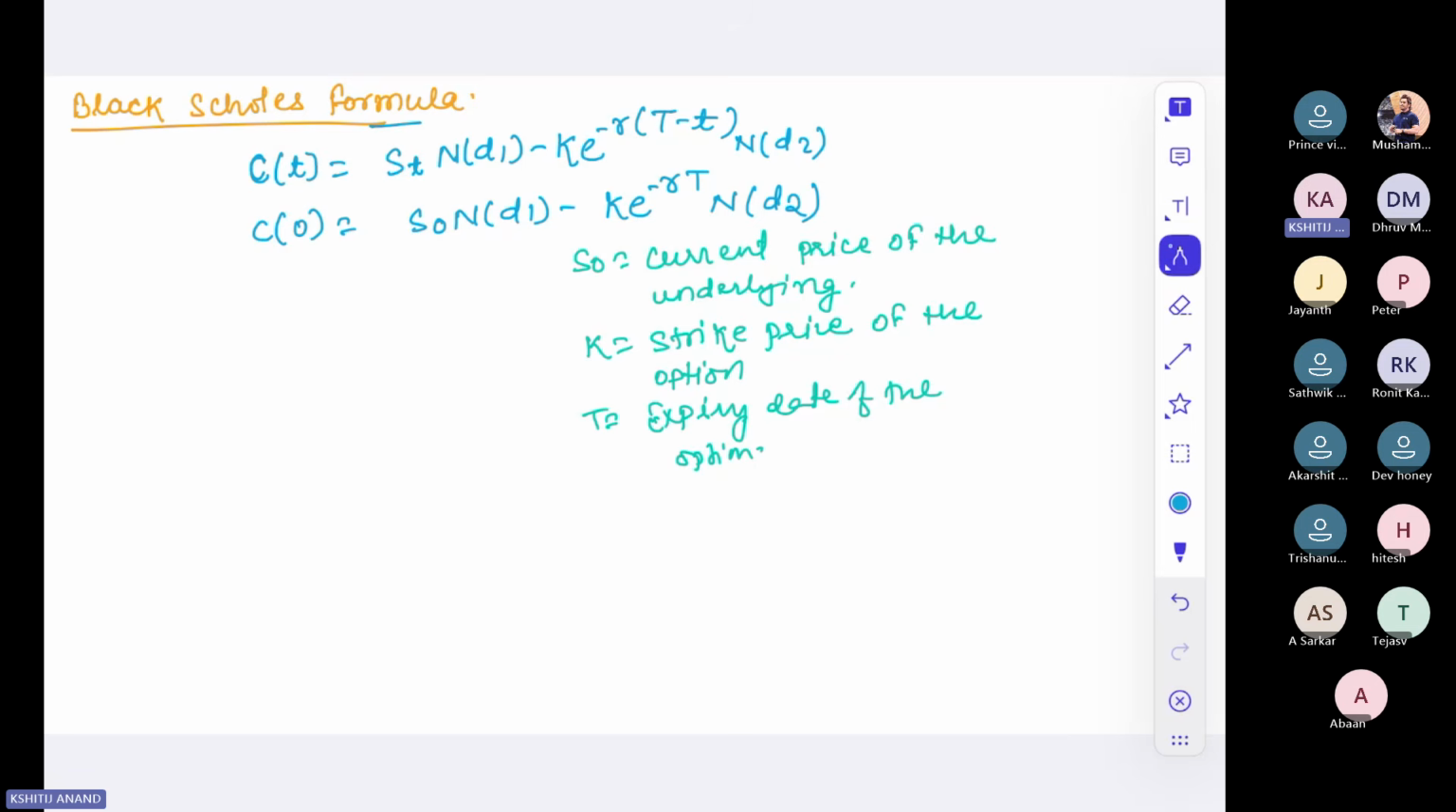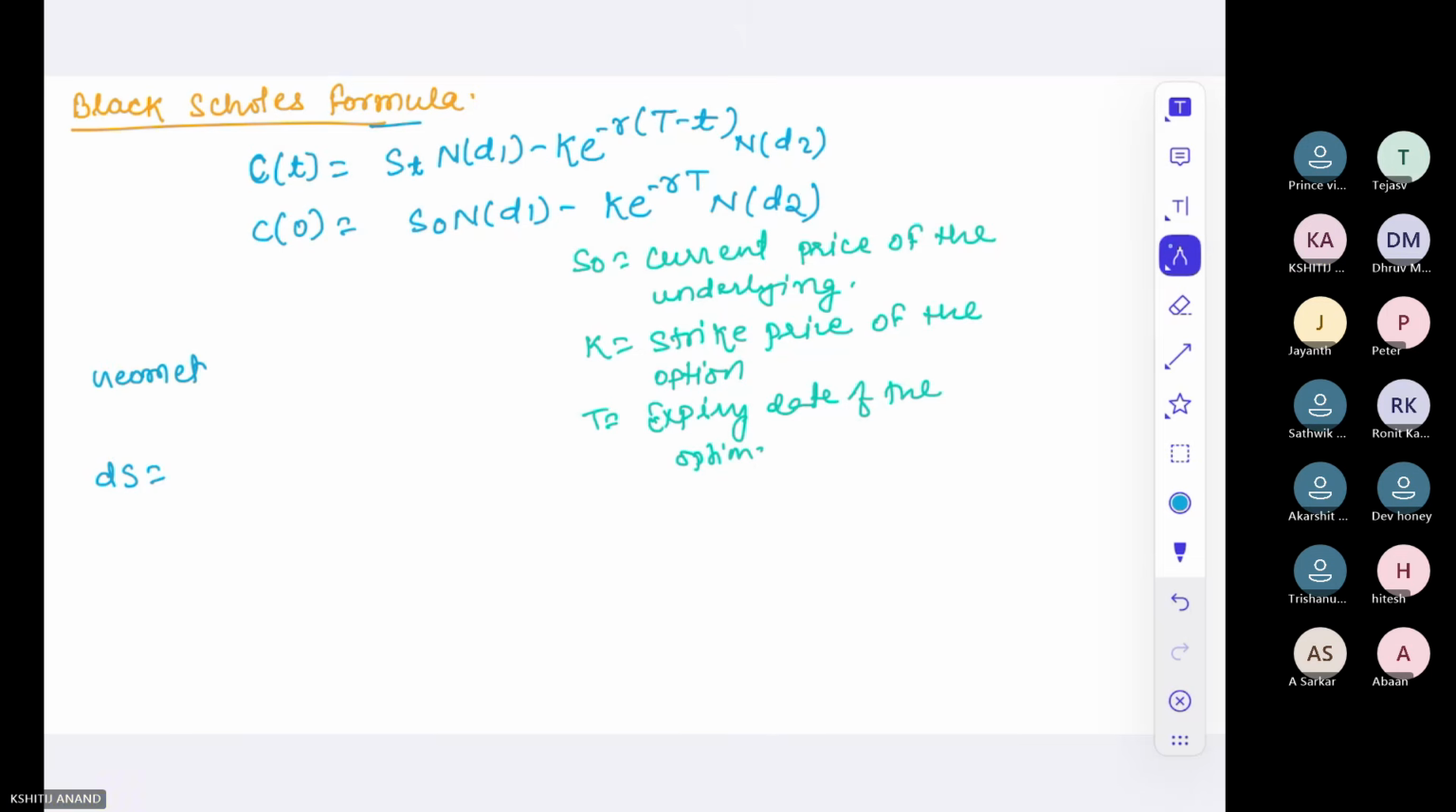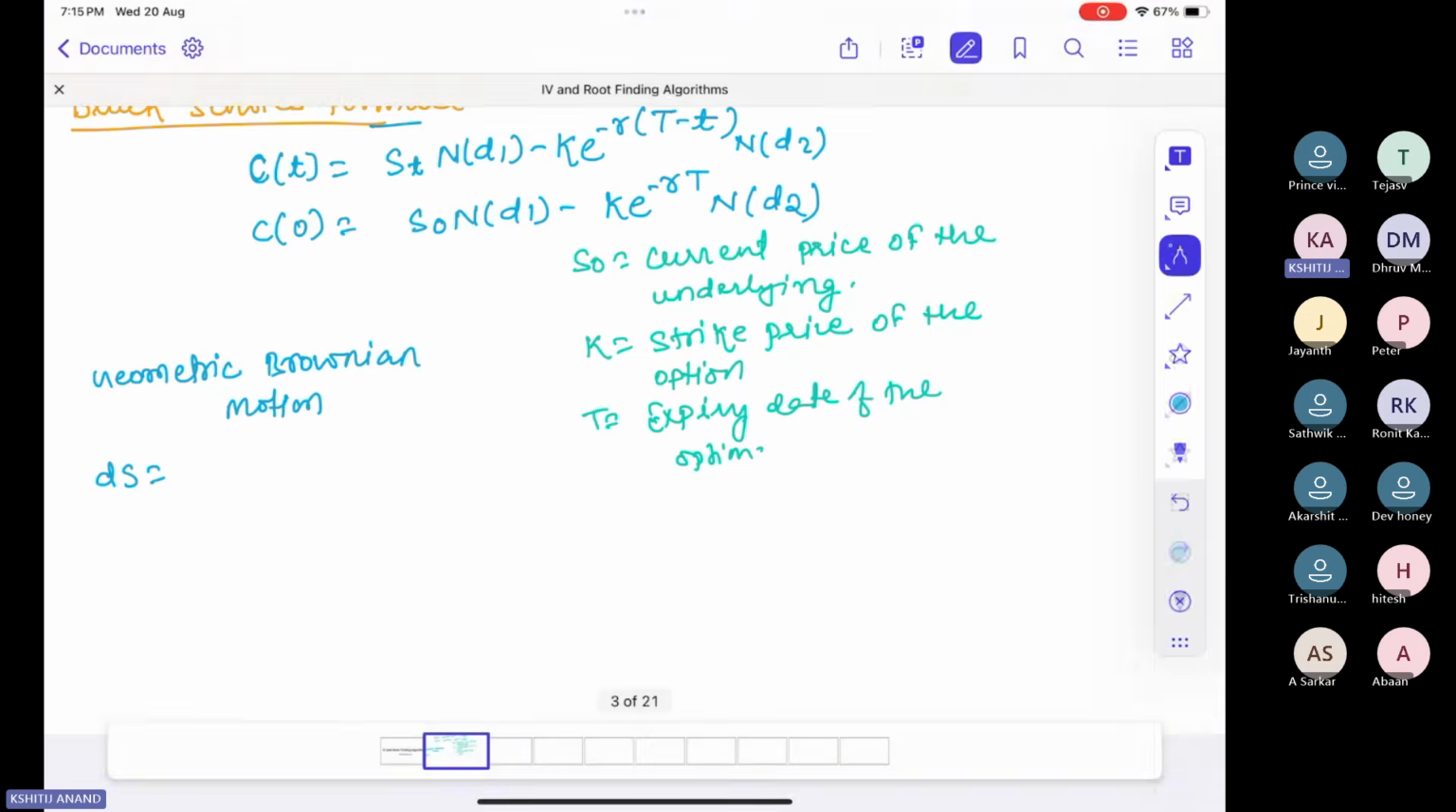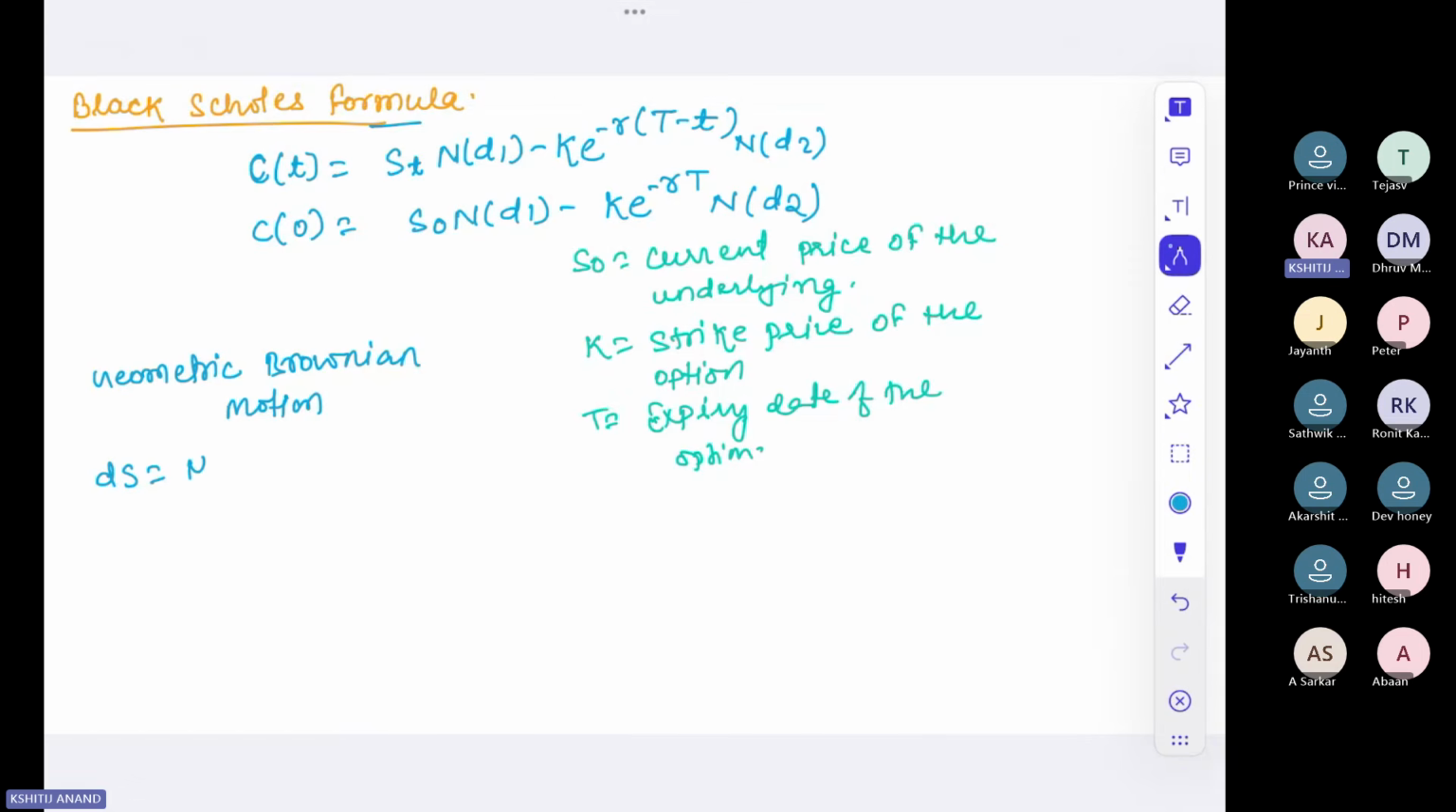Okay, so this particular formula comes from the assumption that the change in your stock price, dS, follows geometric Brownian motion. Now what is this geometric Brownian motion? This is again quite simple if you just look at it. Geometric Brownian motion is nothing but dS = mu S dt + sigma S dW.